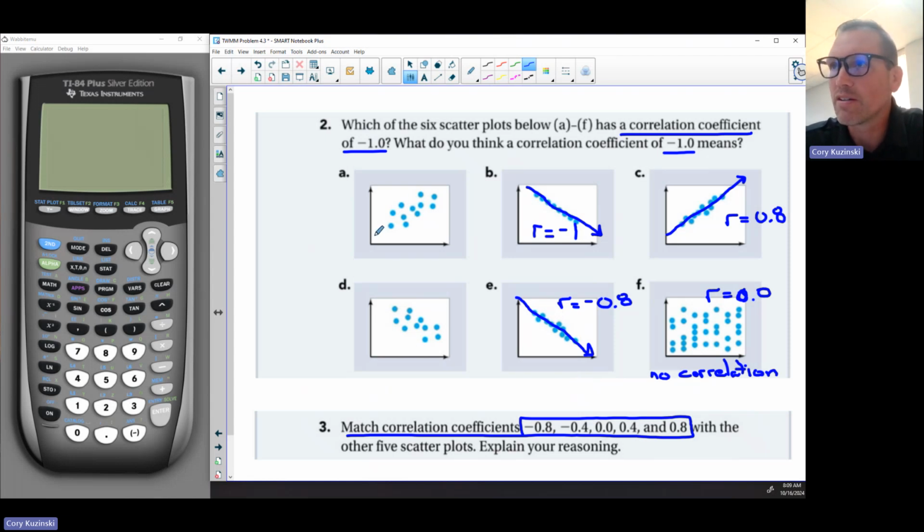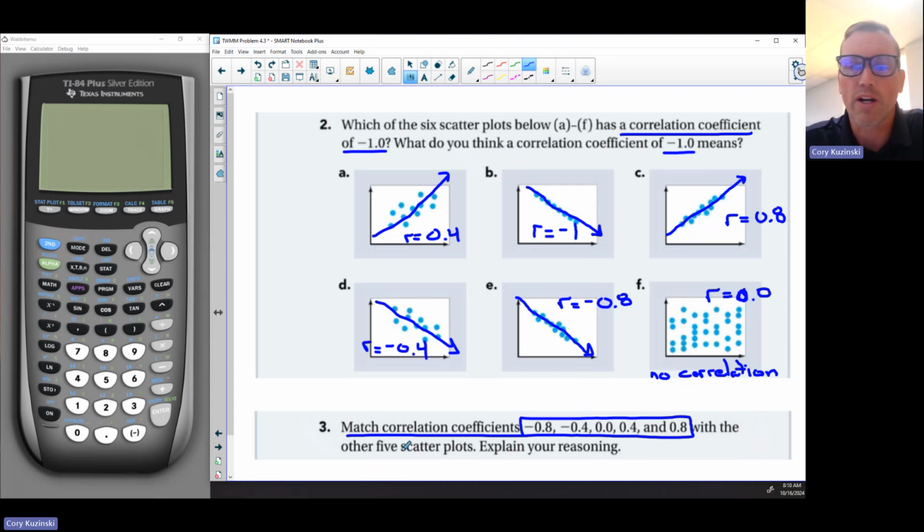Okay, again, this one, I see a line, but it's not as strong. The points aren't as close to the line in A as they are in C. So that's why this is much weaker, and we call this a correlation coefficient of about 0.4. This one, similarly, that's not a very good line, goes down. The points are not grouped as close to that line as they are in E. So this is a correlation coefficient of negative 0.4.